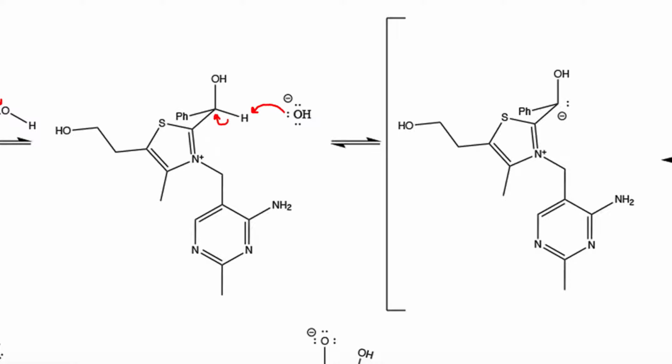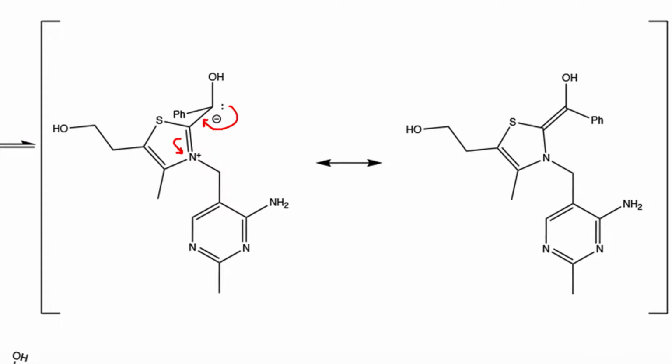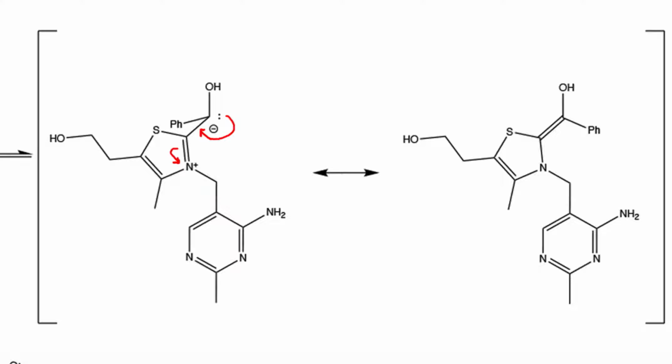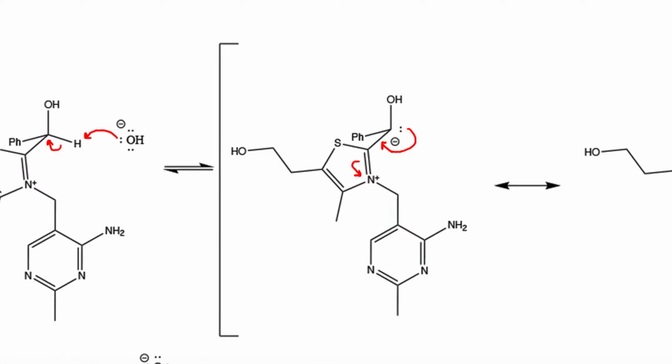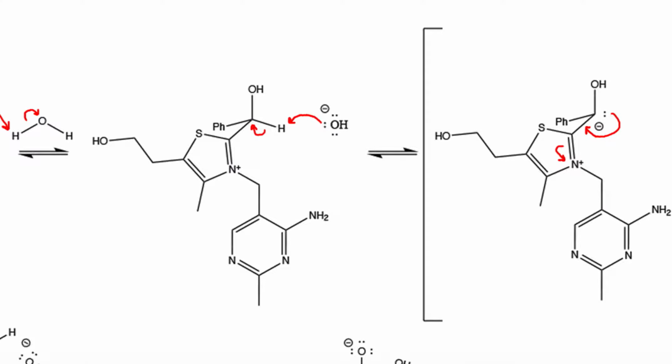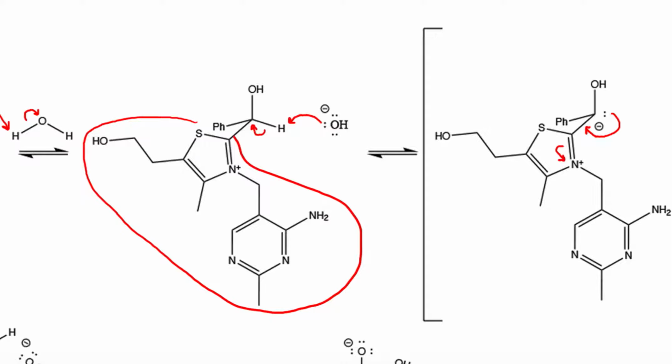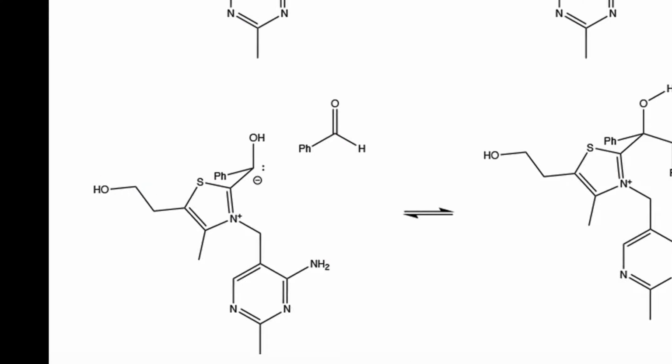What happens is the lone pairs will form a double bond and the pi electrons here will move onto the nitrogen. This creates our second resonance structure. The formation of this resonance stabilized intermediate explains why this proton is acidic, and this only occurs because of the presence of this thiamine group. Next, we take the carbanion that we had just formed and we react it with another mole of benzaldehyde.